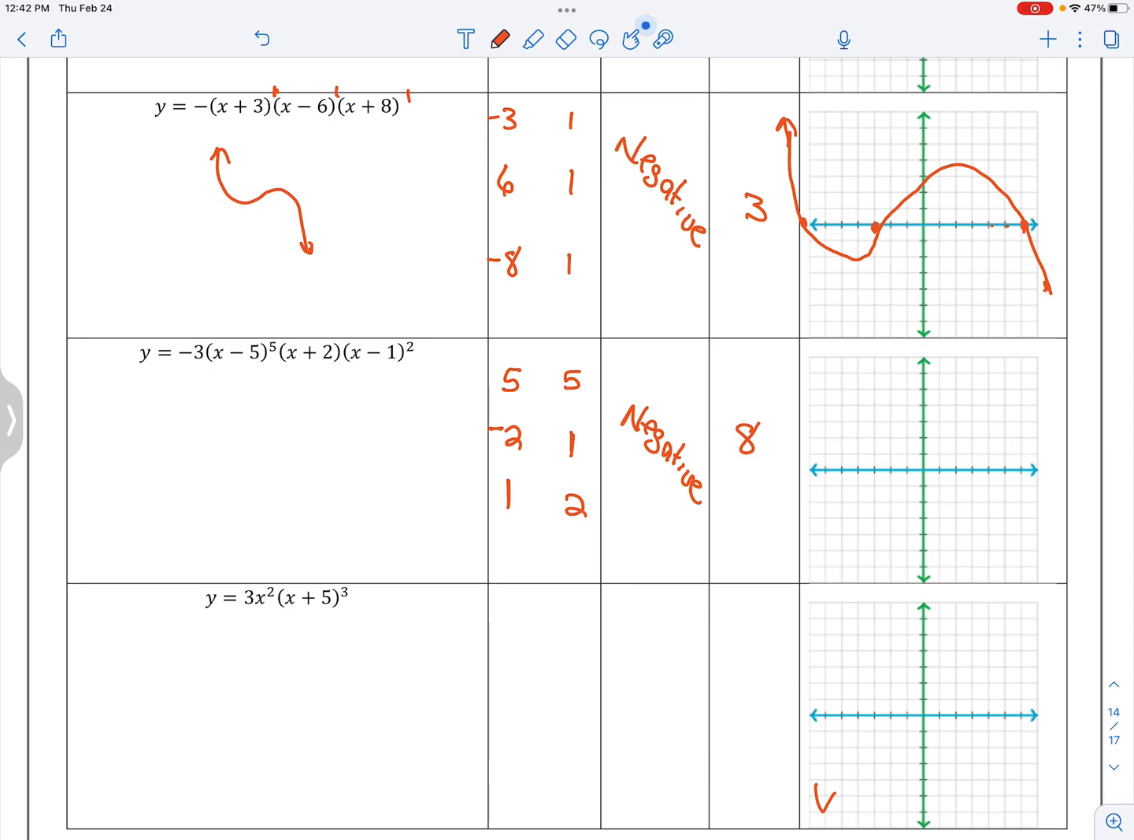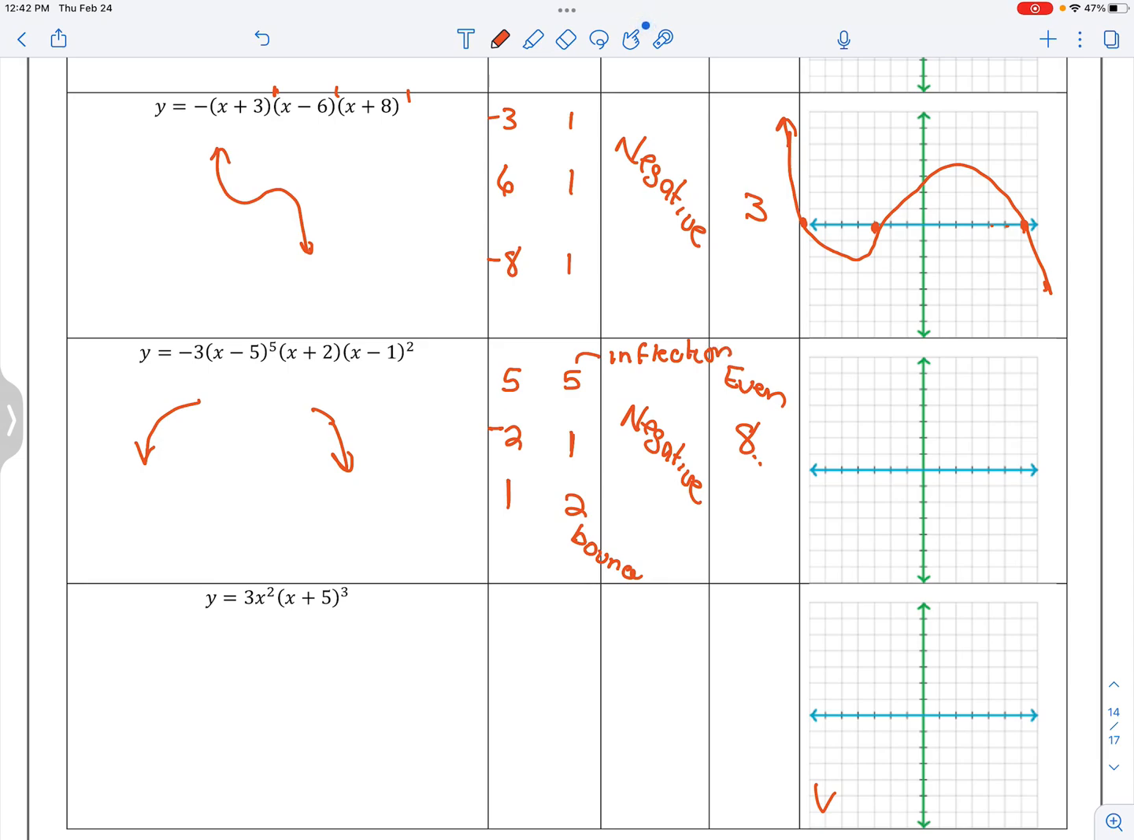Okay, well, because I have an even degree, but my leading coefficient is negative, that means my end behavior will look like this. And I'm going to bounce at 1 and have an inflection point at 5. What's an inflection point? You'll see where the graph sort of slows down.